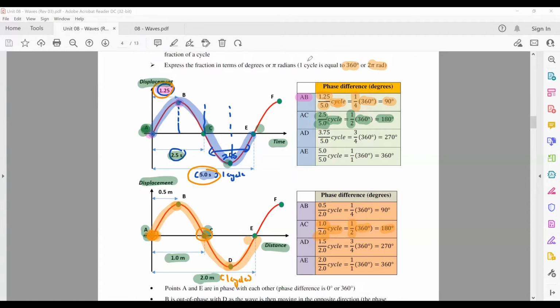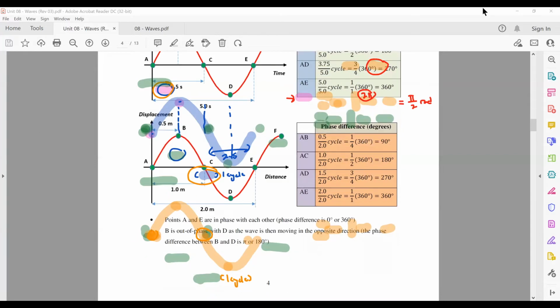Now, in the event that you want to change it to units of pi radian, all you need to do is that you just need to multiply with 2 pi instead. Okay. So let's just say, for example, if I look back at the first example here, to find the phase difference between points A and B, I know it's a quarter of a cycle in terms of the phase difference, but I want to express it in terms of pi radian. So all you need to do is that you multiply with 2 pi, and then what you get is pi over 2 radians. Okay, so this is how you will convert it to pi radian.